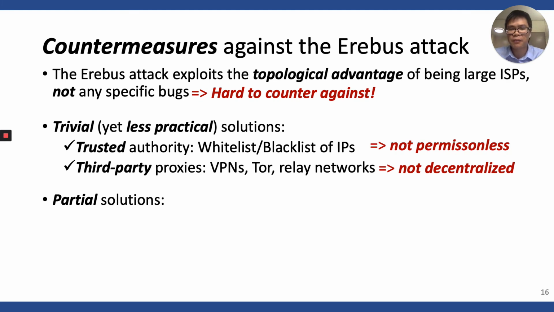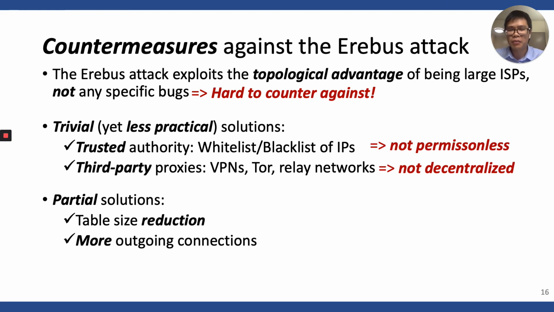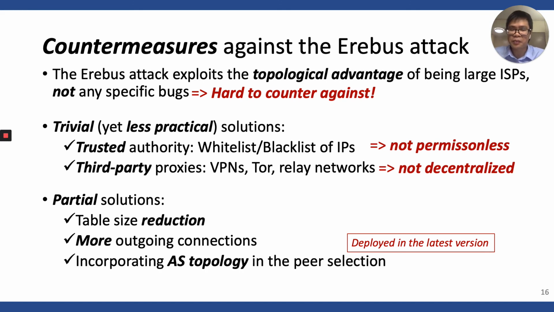Also, we can have several partial solutions that can make the attack harder. For example, we can reduce the table size so that there is less space for the shadow IPs to fill in. A Bitcoin node can also open more outgoing connections so that the shadow IPs need to occupy the table with a higher ratio to be selected. And this is deployed in a newer version. Bitcoin nodes now have 10 outgoing connections. When the node selects peers, it can also incorporate the AS topologies. This could be a promising solution, and it is being tested now.